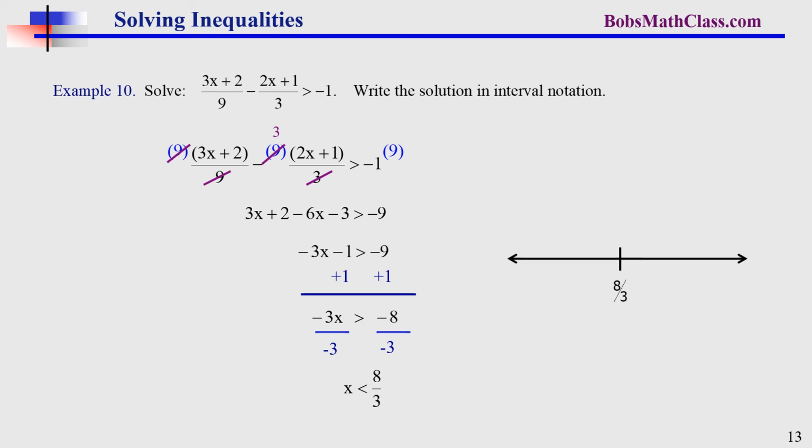Put on a number line. It's less than, so we're going to shade to the left. There's no equals, so parentheses. So we're shading to the left, that's negative infinity. So it's going to be negative infinity to 8/3, parentheses on both sides.